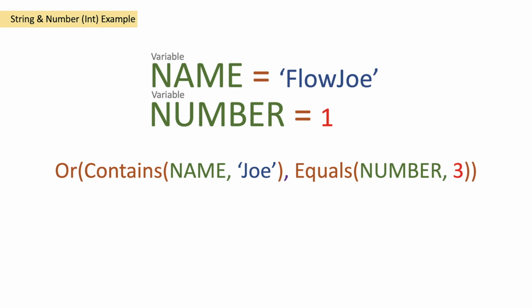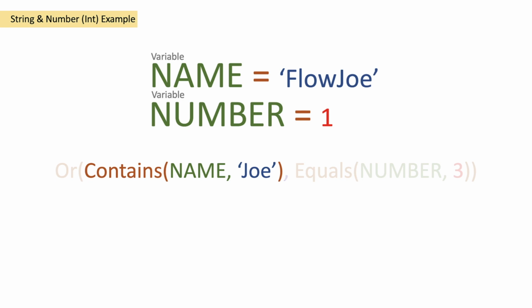So let's actually take a look at the overall expression then. We have OR contains name Joe, and then we have a comma equals number 3. So OR actually takes in two expressions. So in our instance, we're using contains and equals. So let's actually break this down further.